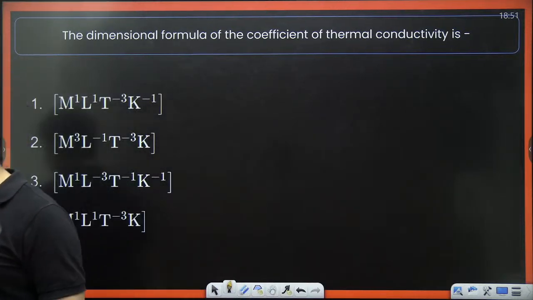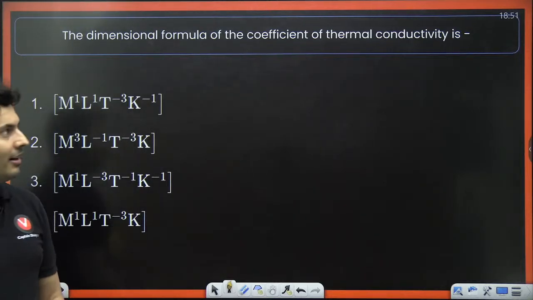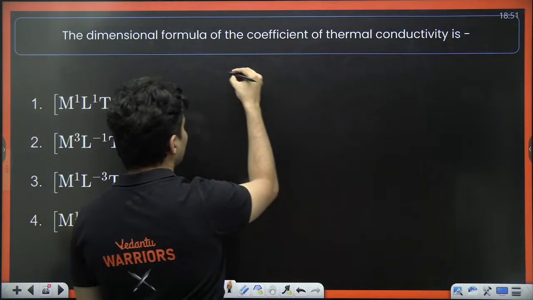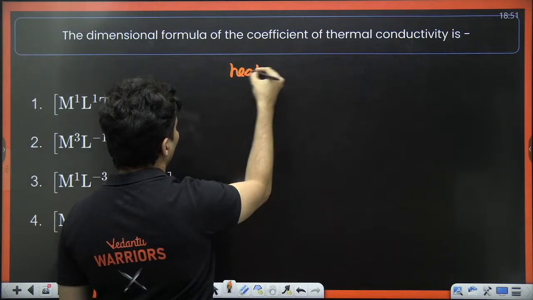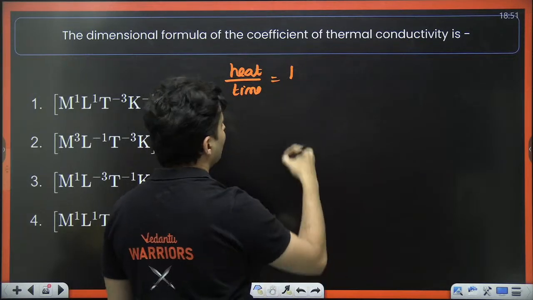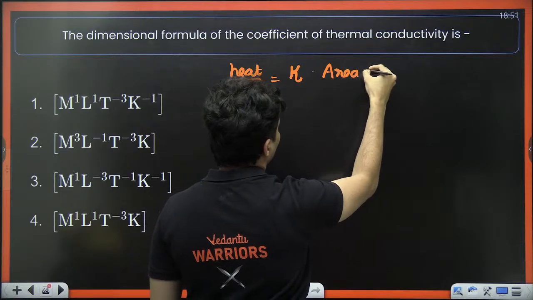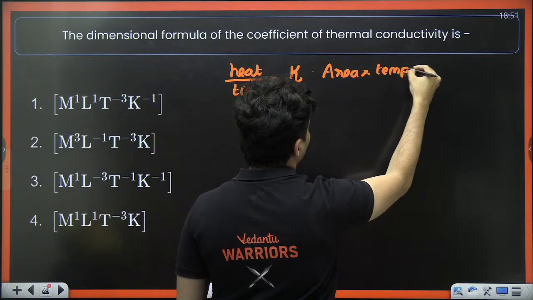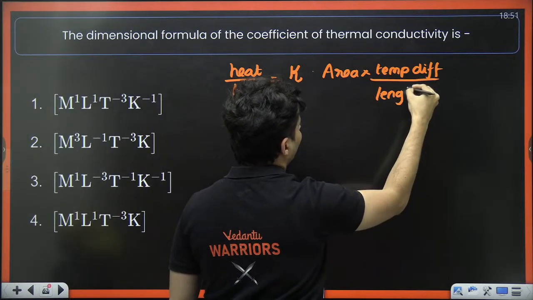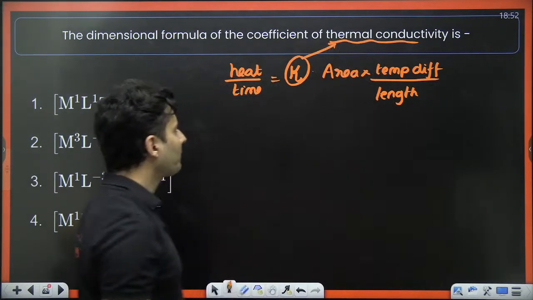Next question. If you know the formula, you can find a dimension. If you know the formula, you can find a dimension. The dimensional formula of thermal conductivity, I'll give you the formula. That is nothing but heat flowing per unit time is thermal conductivity K into area into temperature difference, the whole thing divided by length. So this is your thermal conductivity.